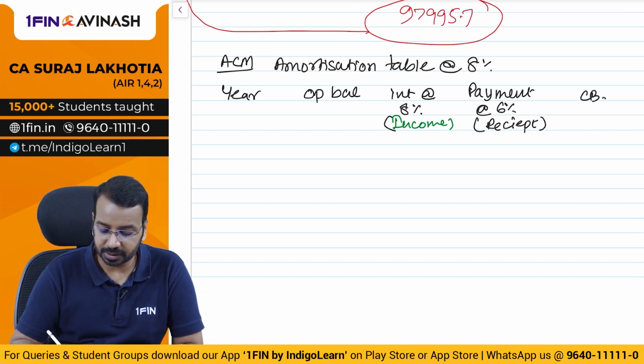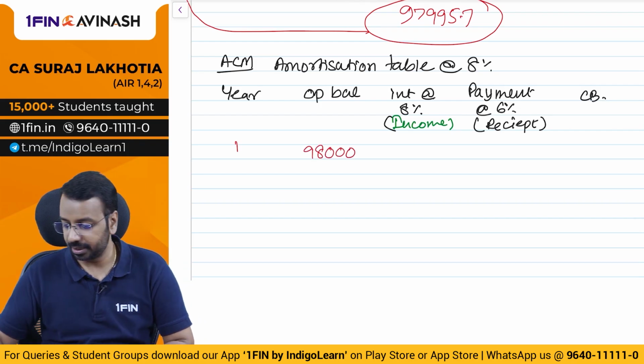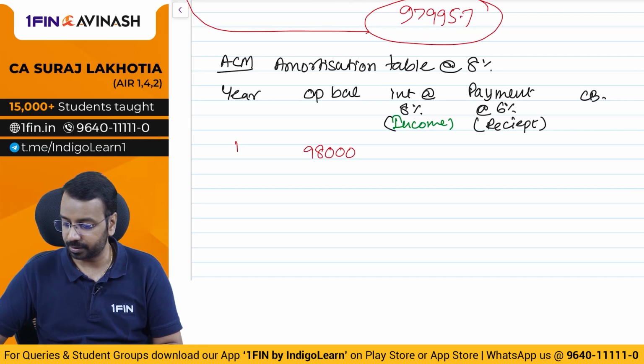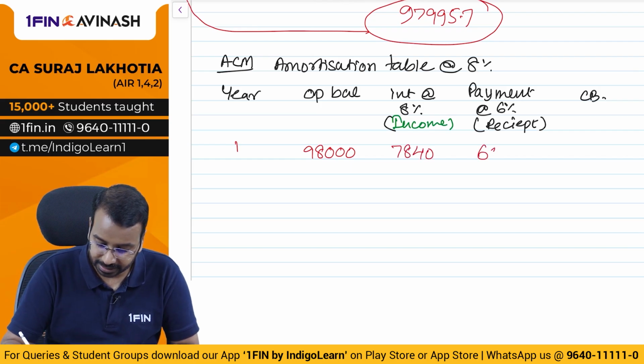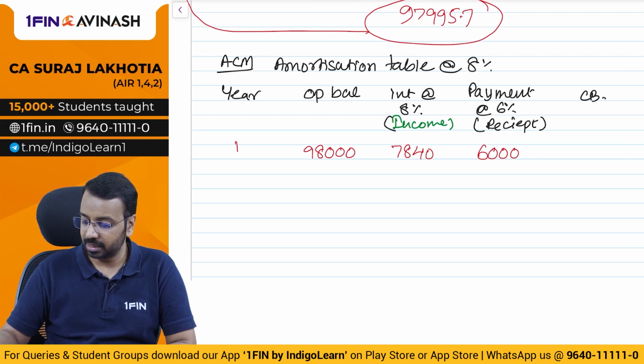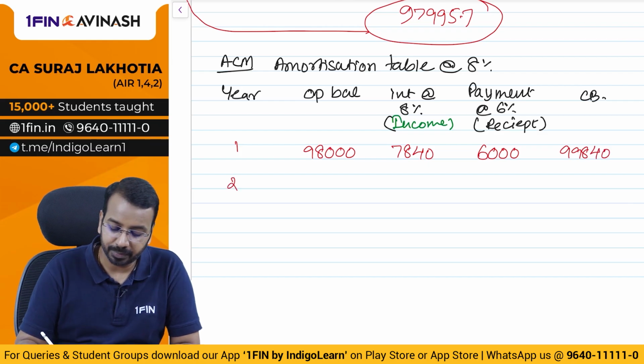Now, year 1, first year, what is the opening balance? 98,000. What is the interest? 98,000 into 8%, 7,840. What is the receipt? 6,000. What is the closing balance? Plus is equal to minus 6,000. Closing balance is 99,840.